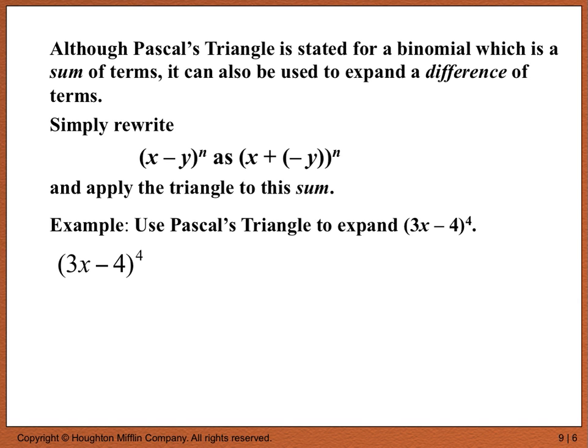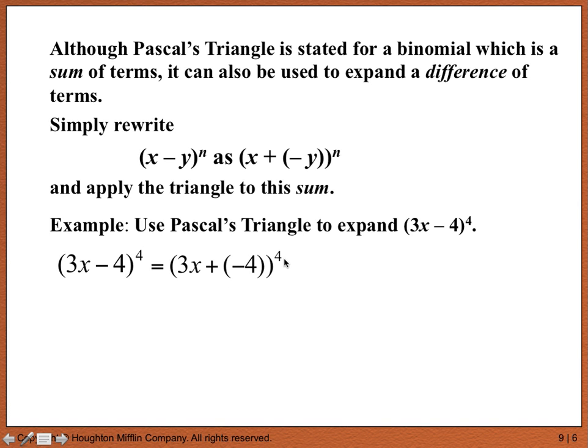(3x minus 4) to the fourth power is rewritten as (3x plus negative 4) to the fourth power. Okay, that part is easy. And then I am going to treat this 3x as simply x. In other words, it's just my first term. So whatever I would normally do to plain x, I'm now going to do to the whole term 3x. And whatever I would normally do to plain y, I'm now going to do to the term negative 4.